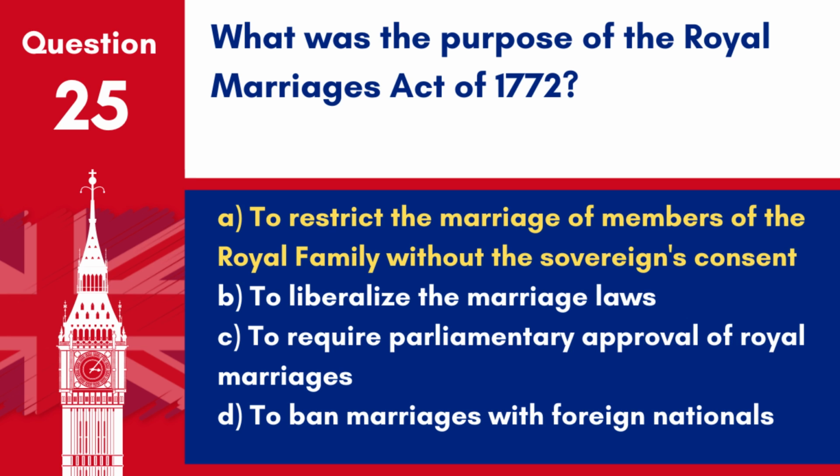Answer: A. To restrict the marriage of members of the royal family without the sovereign's consent. The Royal Marriages Act of 1772 was enacted to ensure that all marriages of members of the British royal family required the approval of the sovereign, a reaction to several disapproved marriages by King George III's siblings.